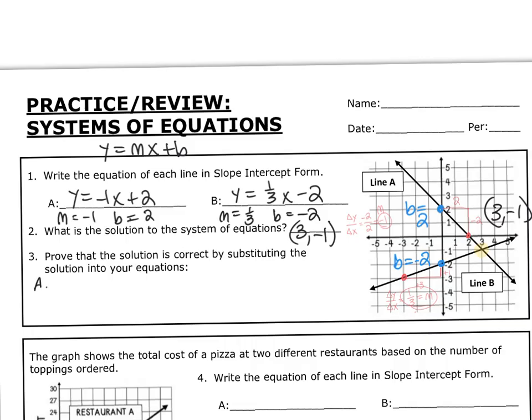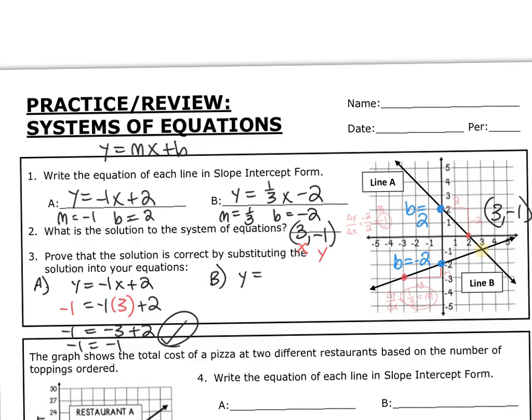So for line A, let's do that. I'm going to write y equals -1x plus 2. And now, instead of writing x and y, I'm going to write 3 and -1. So for y, I'm going to write -1. And then for x, I'm going to write 3. Okay, and then plus 2. Great. So let's evaluate that and see if it's true. So this is -1 equals -3 plus 2. Yeah, -3 plus 2 is -1. So that's true.